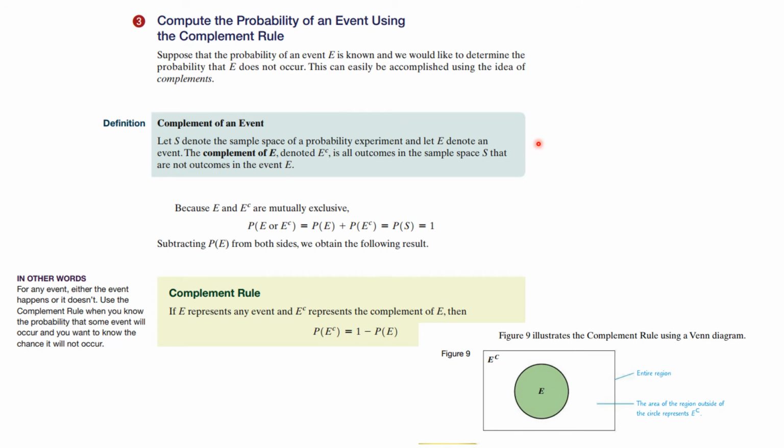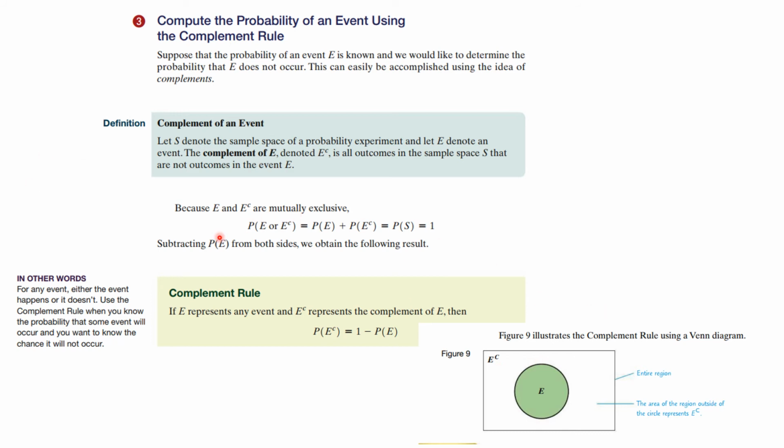Let S denote the sample space of a probability experiment and E denote an event. The complement of E, denoted E^c, is the outcomes in the sample space that are not outcomes in the event E. Here's a picture. So here we have the universal set. E is inside and E complement is outside. Notice that E and E complement are disjoint events.